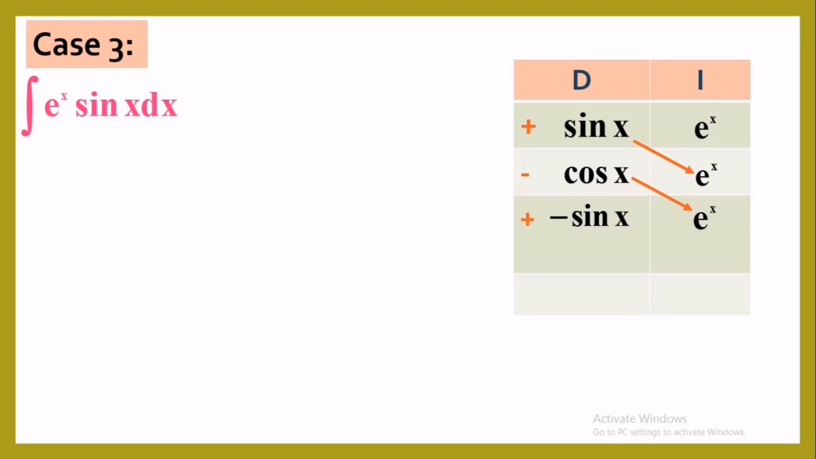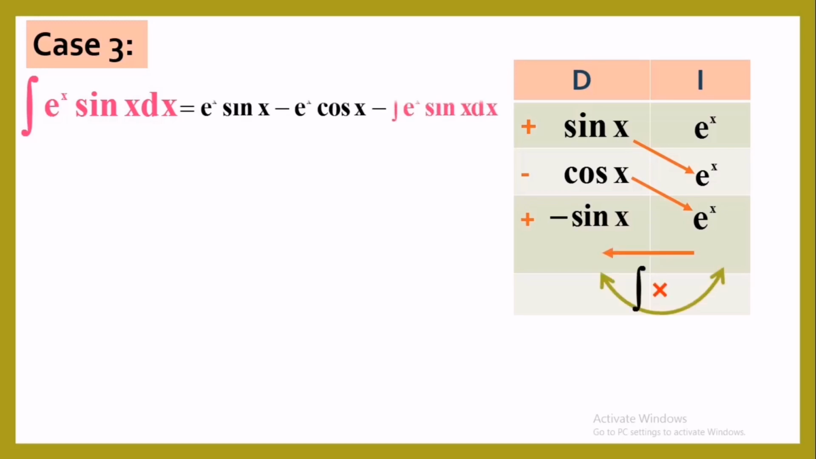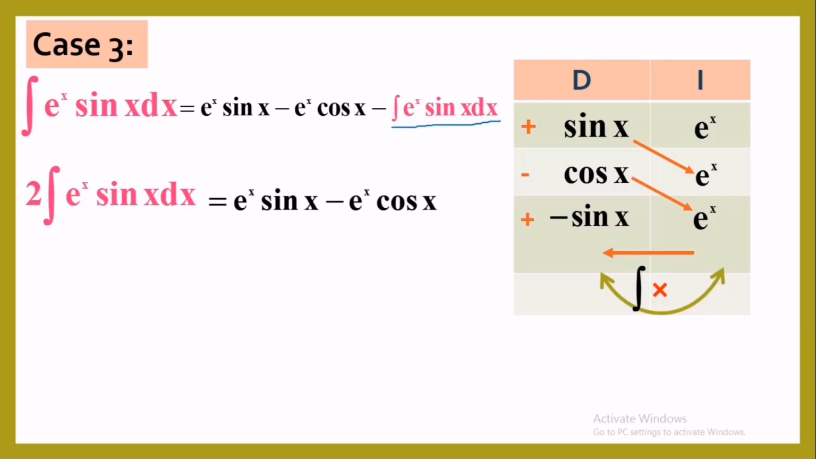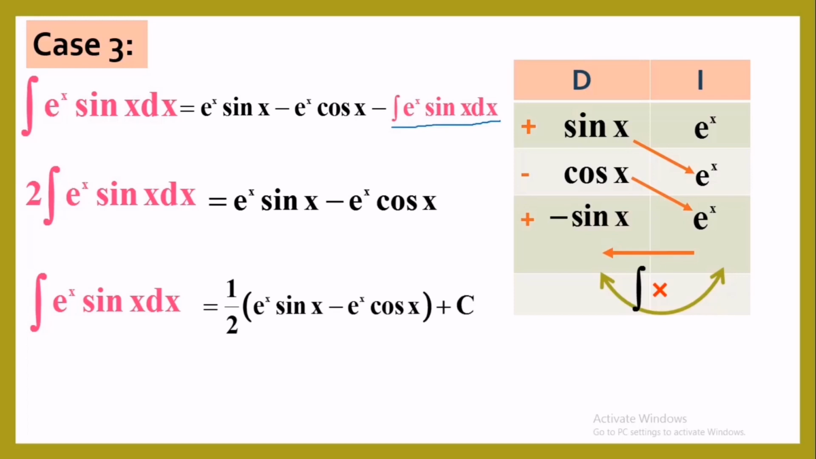Then multiply diagonally: sin x by e to the x, minus cosine x e to the x, plus times minus, minus integral e to the x times sin x. We get e to the x sin x minus e to the x cosine x minus integral e to the x sin x dx. Take minus integral e to the x sin x dx to the left hand side. We get 2 integral e to the x sin x dx equals e to the x sin x minus e to the x cosine x. Divide by 2. We get integral e to the x sin x dx is equal to half factor e to the x sin x minus e to the x cosine x plus constant.